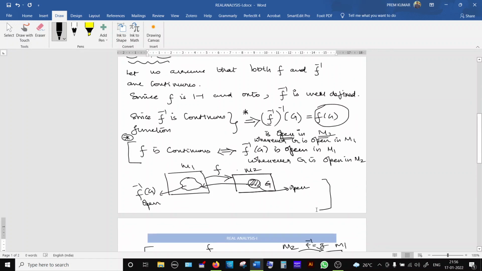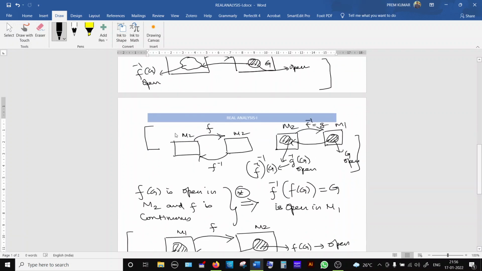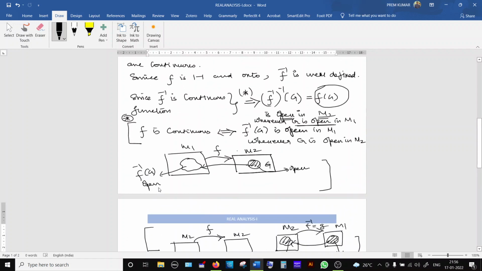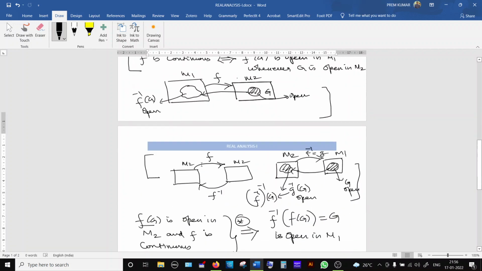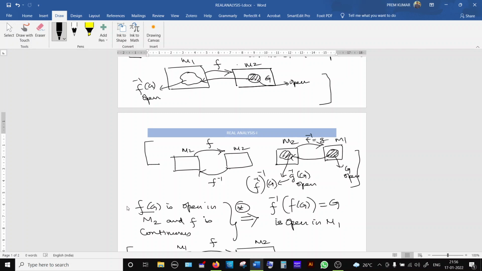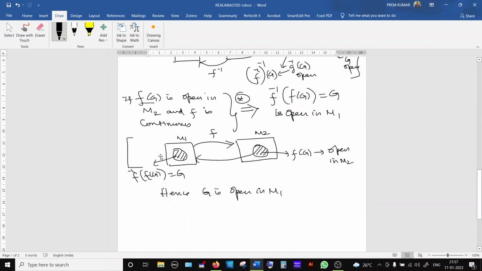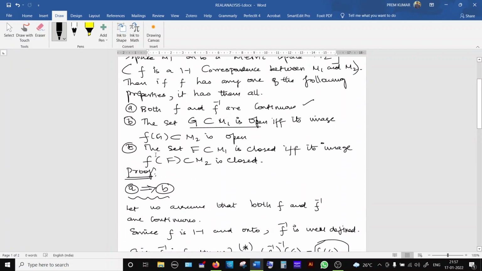So first, we assume that G is open. If G is open, using this star result, we proved that f of G is open. So one part is over. Now next we assume that f of G is open. Sorry, this is nowhere linked with this. This f of G is over. Okay, now if f of G is open in M2 and f is continuous, already assumed, this implies that, as I just explained, G is open in M1. So we proved both the necessary and sufficient part of B.